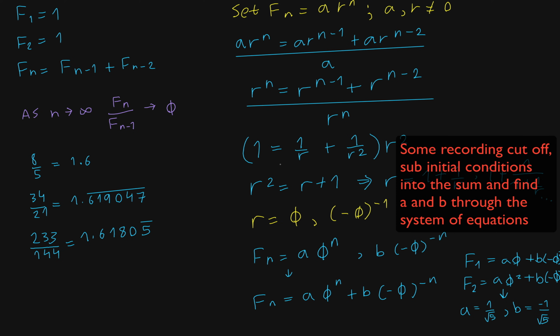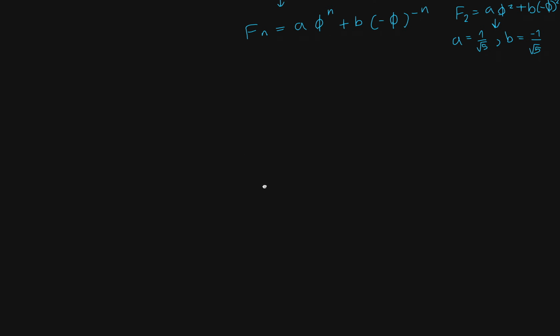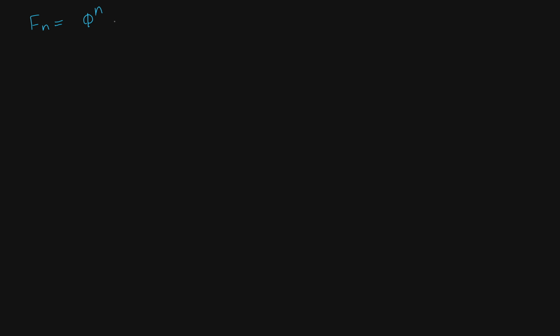So with this, overall, we can write the general term. So we have f of n is equal to phi to the n minus negative phi to the negative n, and this is all over root 5. So that is the general term.